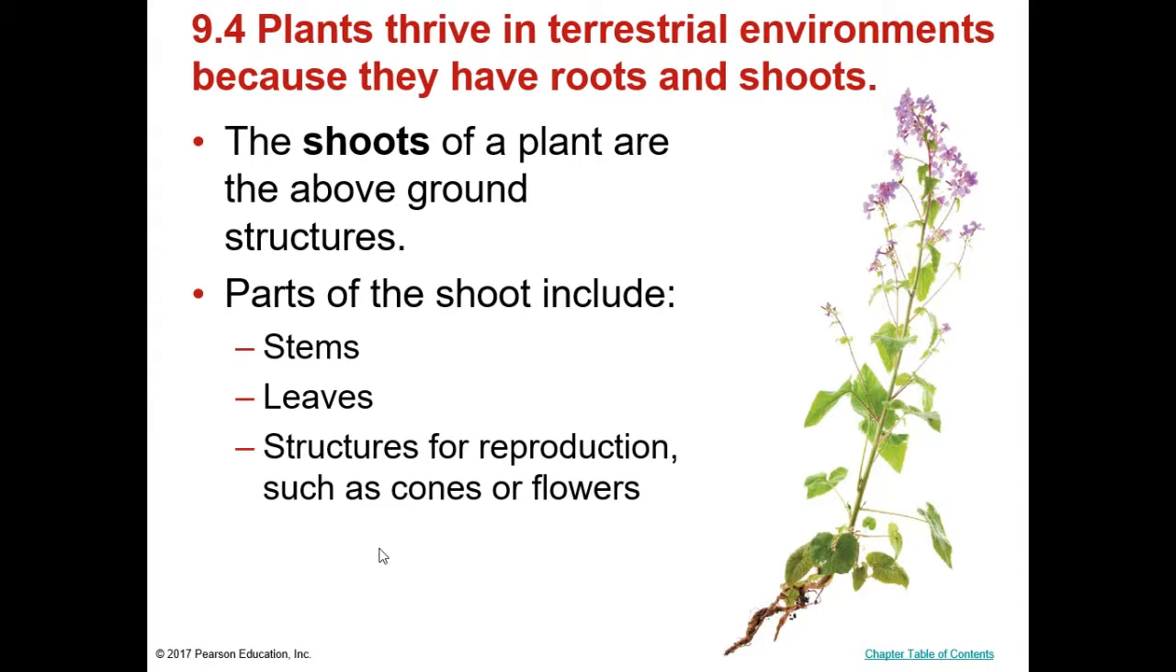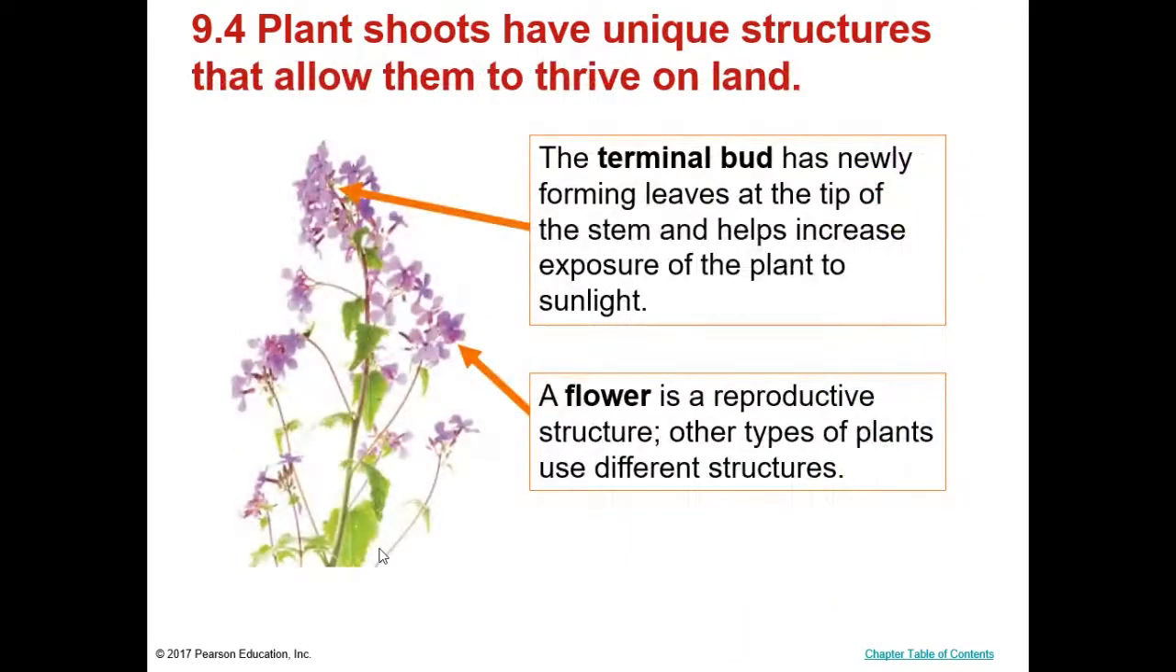So that was, again, the roots. Shoots contain stems, leaves, and the reproductive structures, which in angiosperms are the flowers. Flowers, again, are reproductive structures. They may contain egg and sperm to be able to self-fertilize.